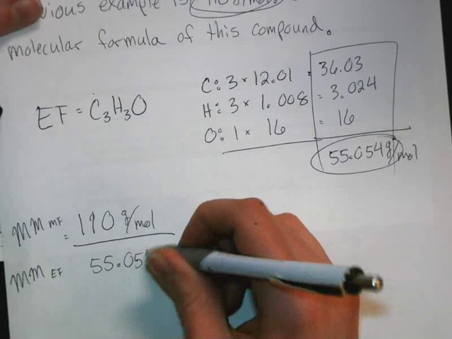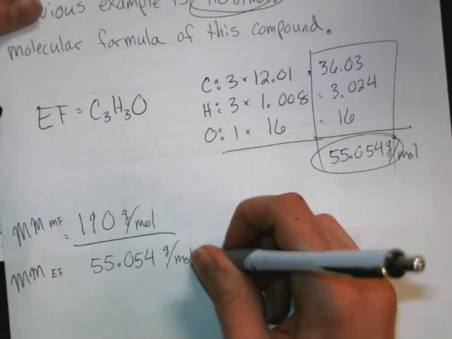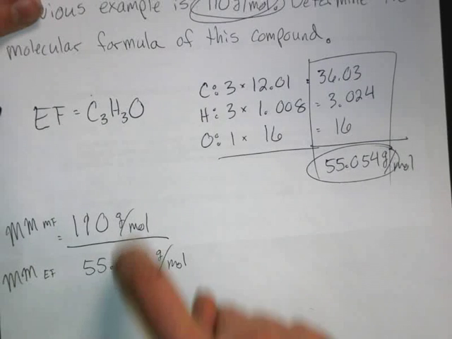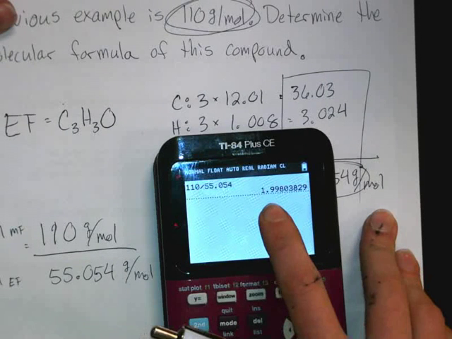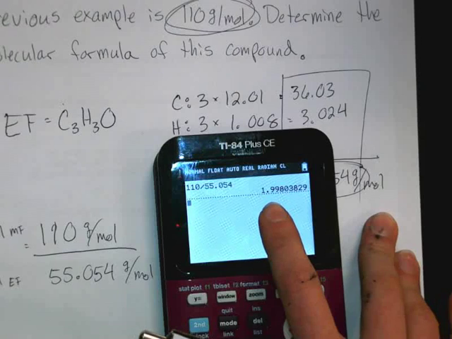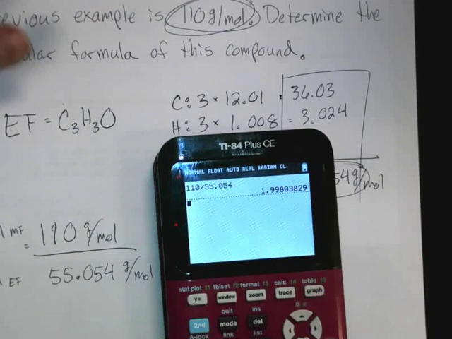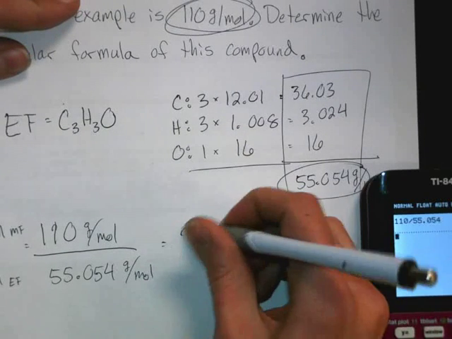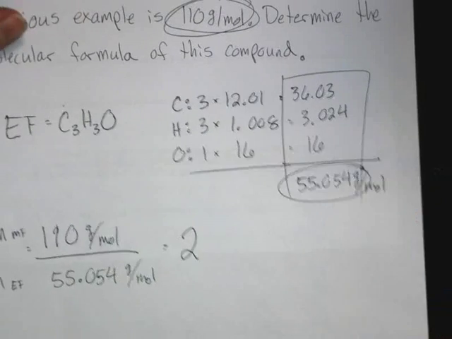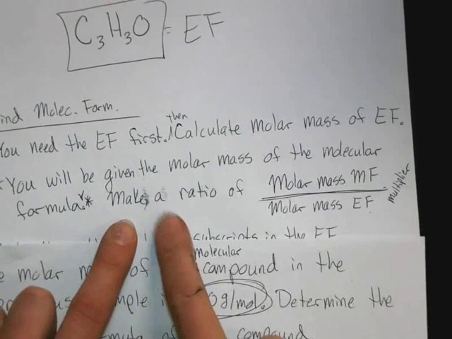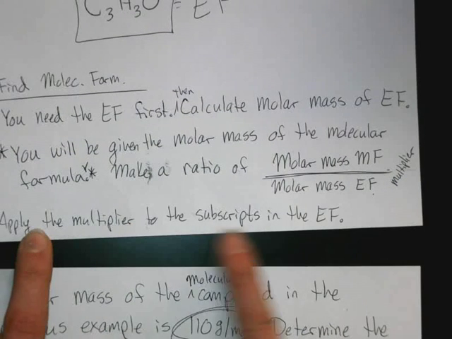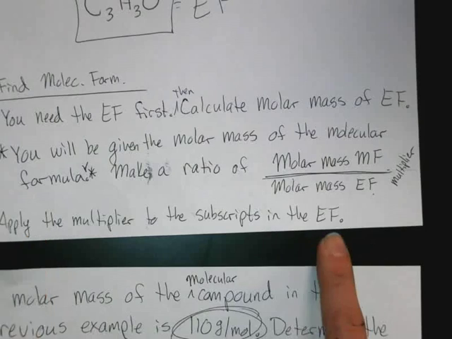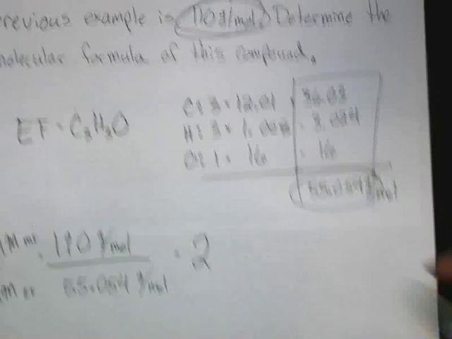So 55.054. When I divide those two, 110 divided by 55.054, I get 1.998. Well, that's pretty close to a whole number. Really close, actually. I can round that to be my multiplier of 2. That's this second part. Make a ratio, it equals our multiplier. Then we apply the multiplier to the subscripts in the empirical formula.